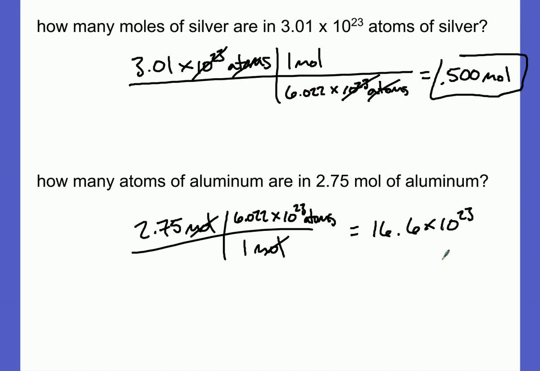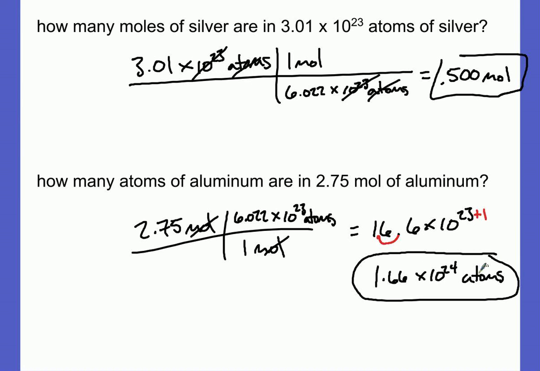But again, I should be careful because I learned last chapter that if I have the decimal in the wrong place, I need to move it. Since I made that smaller, I should make this bigger. Right, so my actual answer is 1.66 times 10 to the 24th atoms. Right, that's how many aluminum atoms would be in a sample that was 2.75 moles of aluminum.